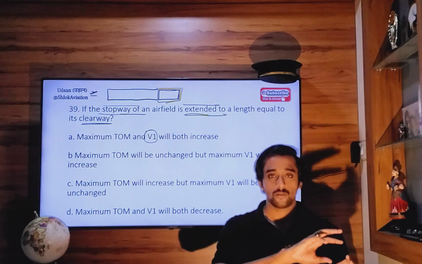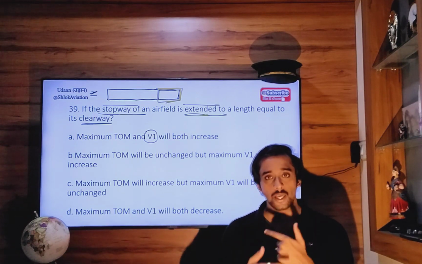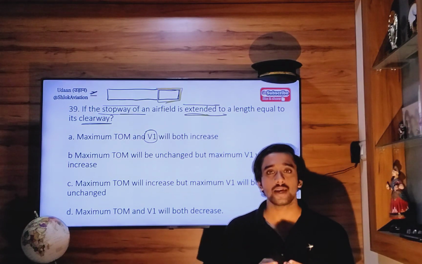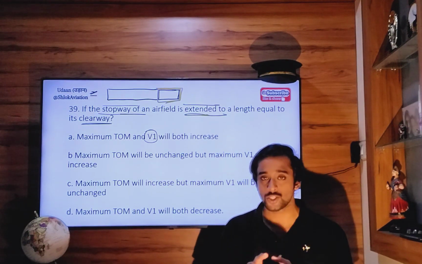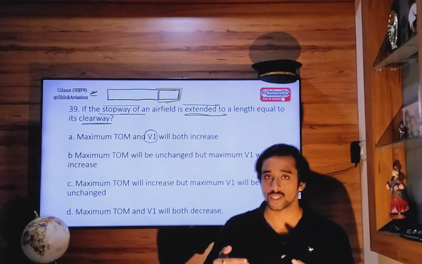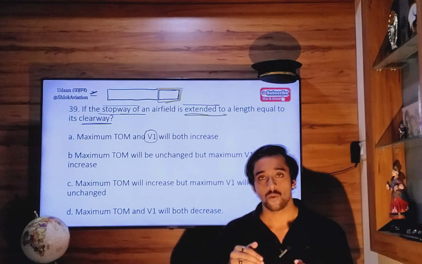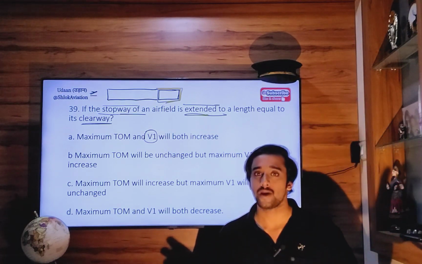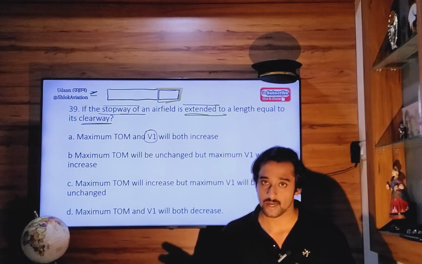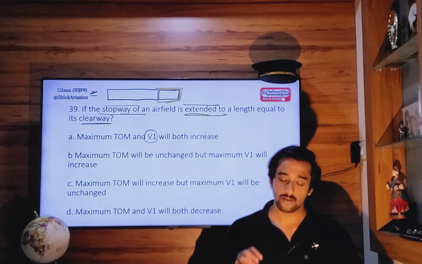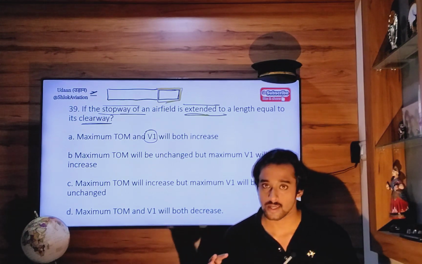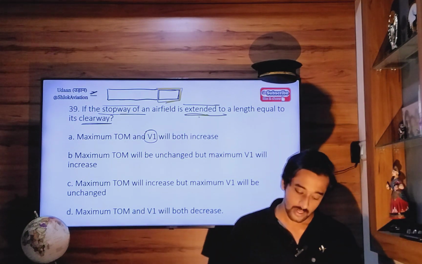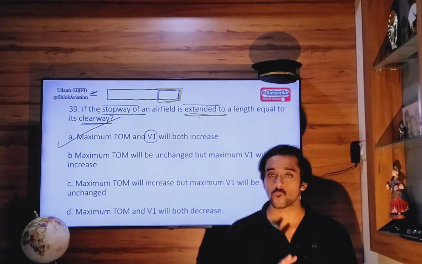When takeoff mass increases from 10,000 to 20,000, what happens? That particular aircraft becomes heavier. When the aircraft becomes heavier, it will take longer to accelerate. Heavier objects take some time to accelerate themselves. Once they get accelerated, the momentum will be much more than the momentum of any other comparable smaller object. Okay, so when momentum increases, V1 speed will also increase. So the correct answer here is: if stopway is extended or increased in length, the takeoff mass limitation and V1 speed, both of them will increase.